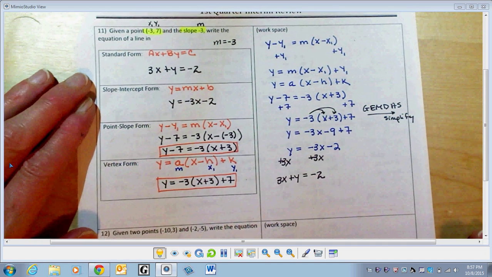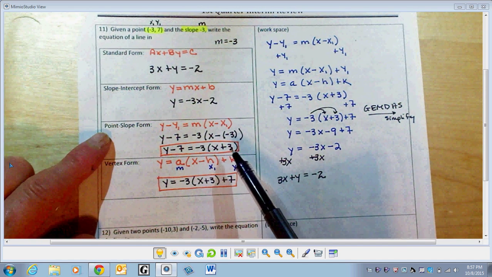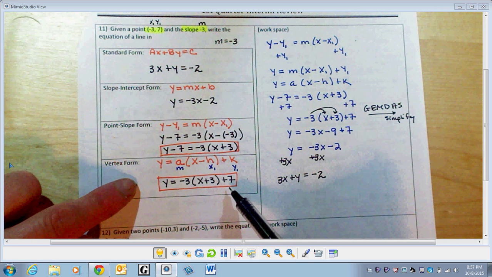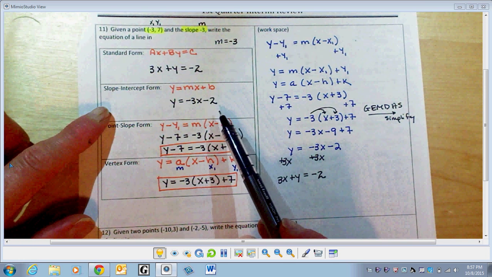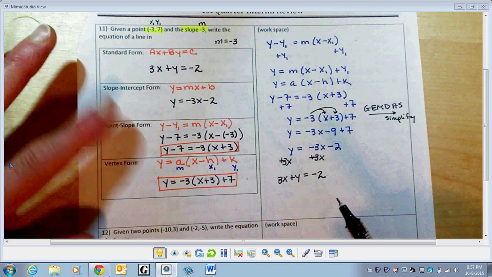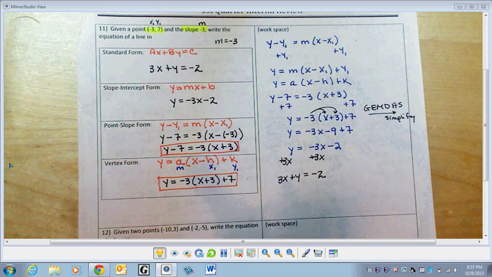So that problem looked like it was going to be a lot, but because we picked the point-slope form and then went to vertex form next, because that was the easiest thing to do next, and then the easiest thing to do next to go to slope-intercept form, everything just fell into place really easily because they're all connected. These are all exactly the same equation.